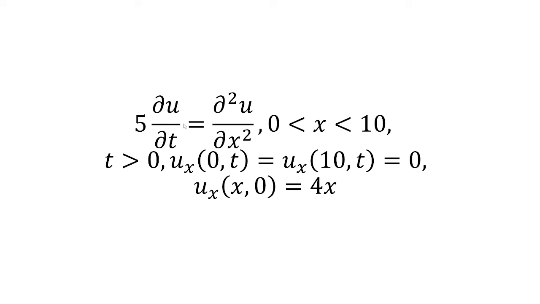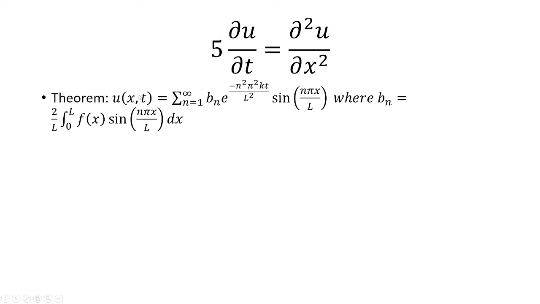In this video, we're going to solve this partial differential equation given the initial conditions. So we're going to take advantage of a theorem that says that u(x, t) is a sum from n equals 1 to infinity of b_n times e^(-n²π²kt/L²) times sin(nπx/L), where b_n is equal to 2/L times the integral from 0 to L of f(x) times sin(nπx/L).